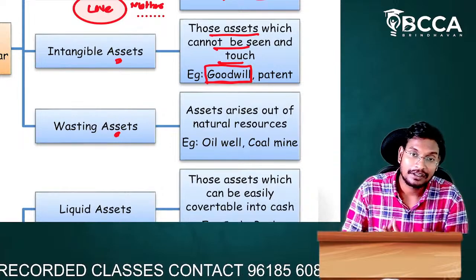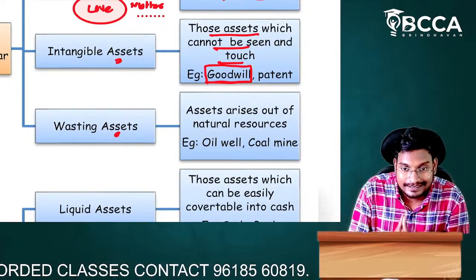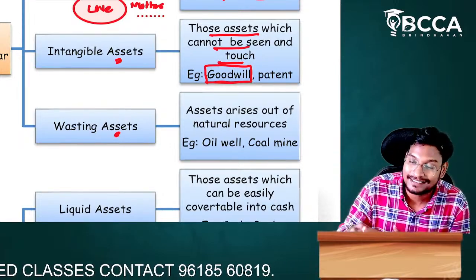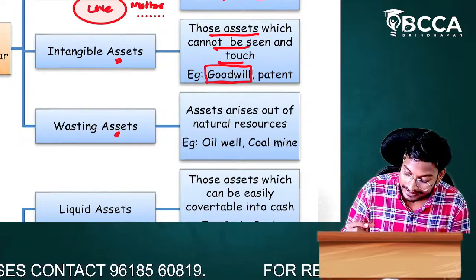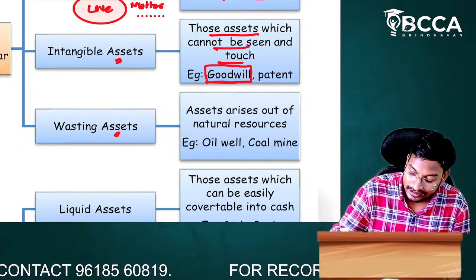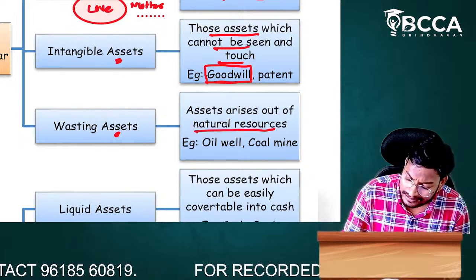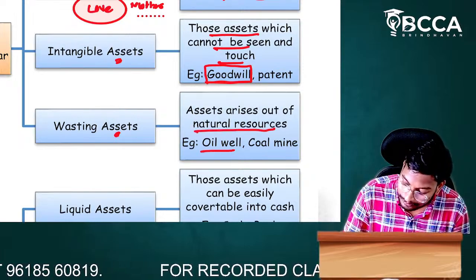Next one, wasting assets. Wasting asset means the asset which is related to nature. Which is related to what, sir? Nature. For example, sir, assets arising out of natural resources. Sir, in the business, we may have oil wells and coal mines also.